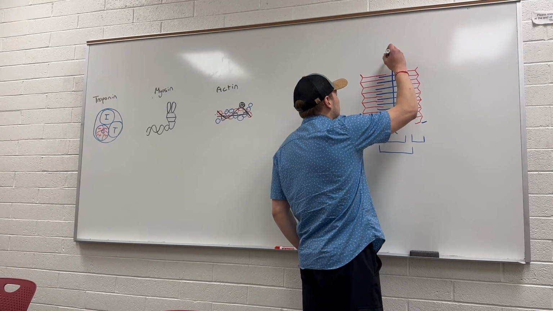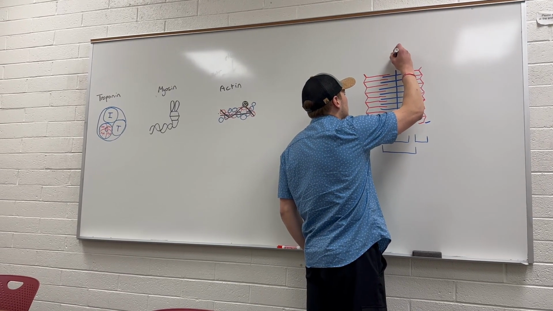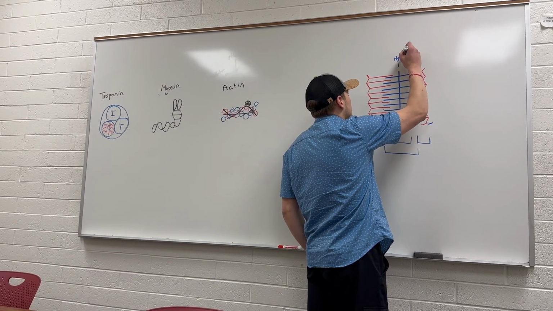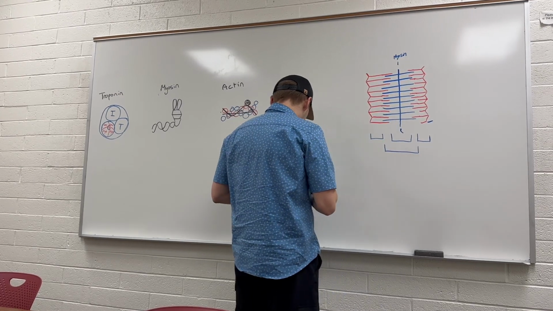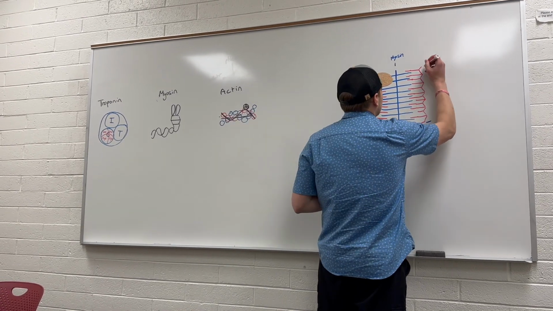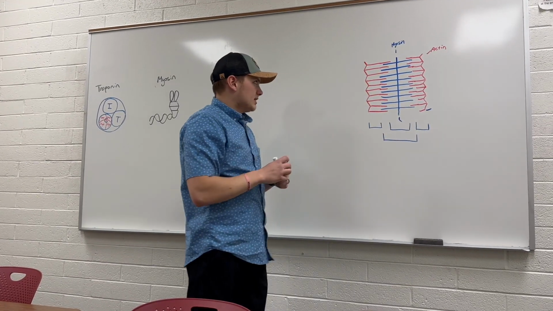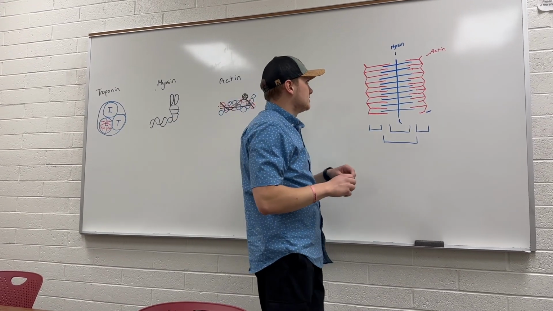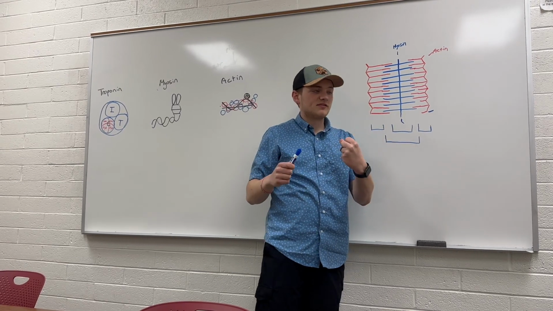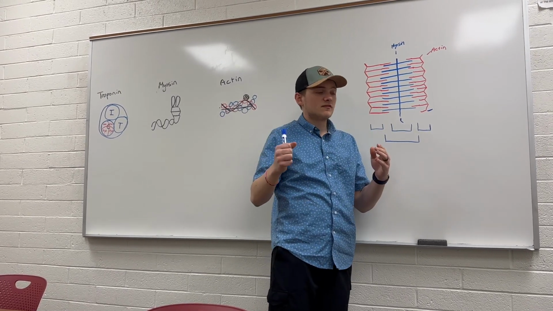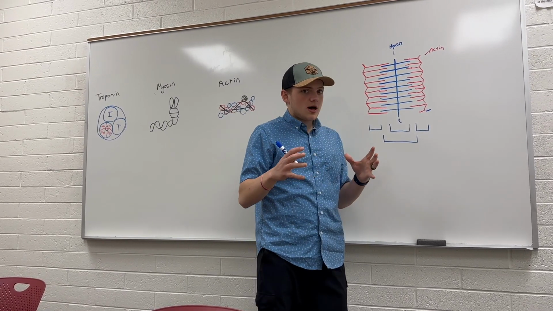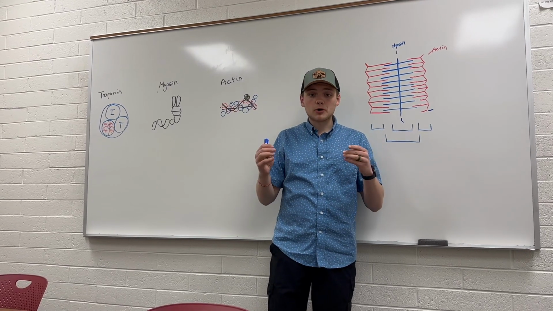So this blue stuff here is going to be our myosin, is what we're going to call it. And then this red stuff here is going to be our actin. So what is essentially happening here is we have our myosin, which we call our thick filament, and then we have our actin, which is our thin filament. And they're going to adopt something called the sliding filament model.